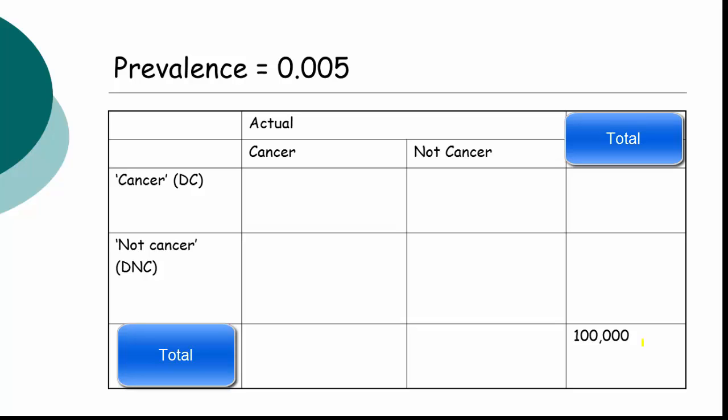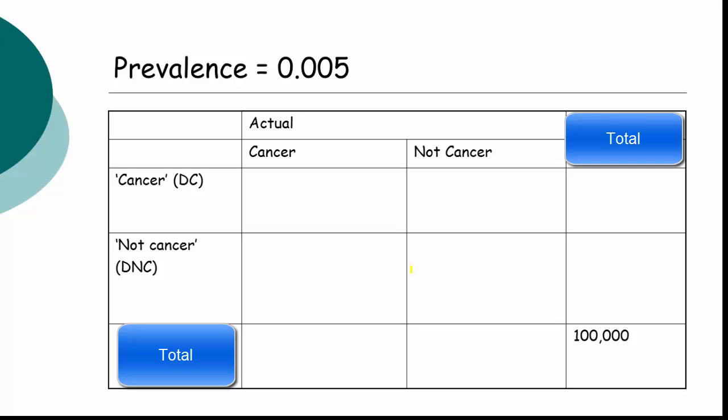Then ask yourself, if you had 100,000, how many would you expect to actually have cancer? How many would you expect not to have cancer? Of the ones who have cancer, how many would you expect to have a positive diagnosis, as in a diagnosis of cancer? Similarly, for the ones who don't have cancer, how many do you think will have a positive or a negative diagnosis? If you can work all of those out, this will allow you to fill out this information here. So try doing that first, and then when you've made an attempt at that, we'll go through the solution. So pause video. Now coming back again, here we go.